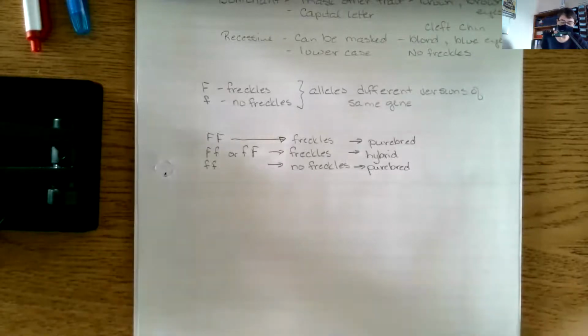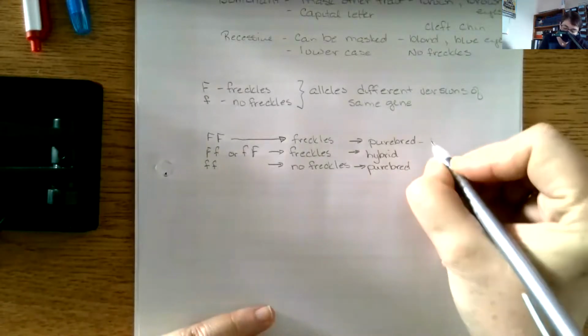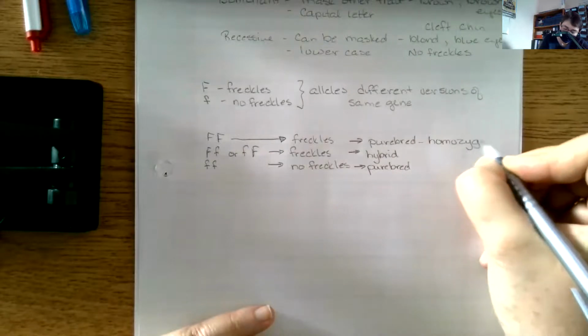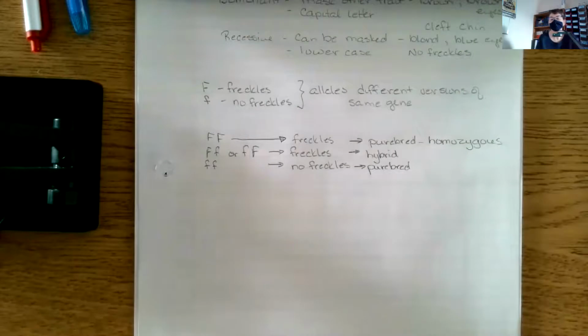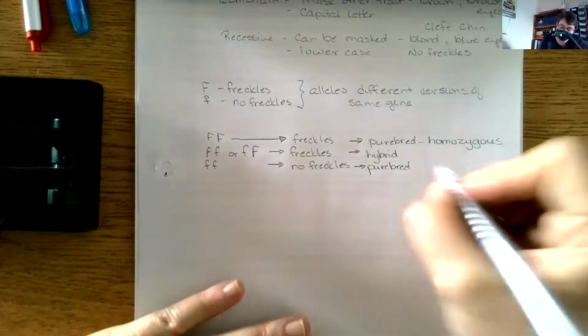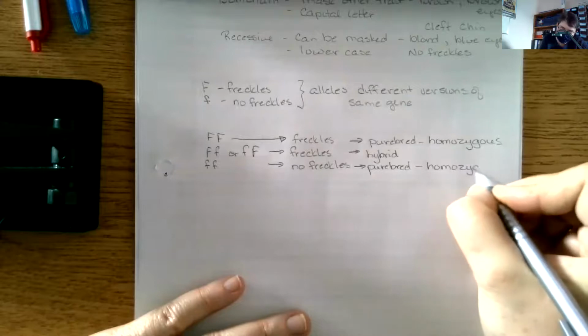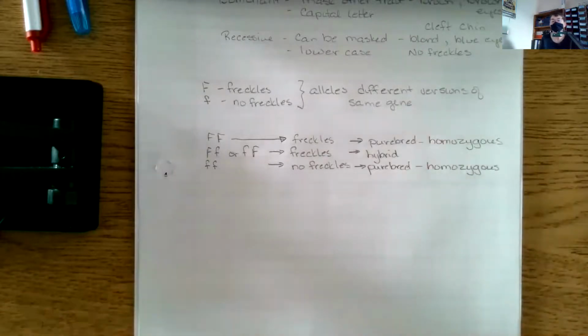Occasionally, I've run into a farmer who appreciated that I was a science teacher, and they use different words. And this is a new word for today, homozygous. And that's a fancy, sciencey way of saying purebred. It's pretty cool, homozygous. So whether it's freckles or no freckles, as long as it's purebred, it's called homozygous.